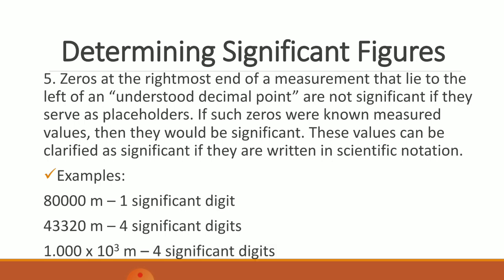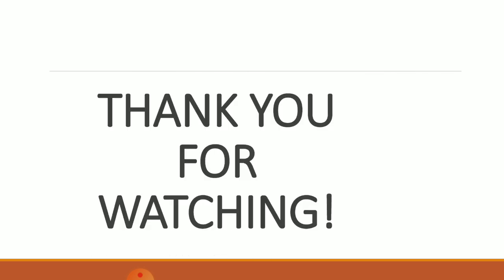And lastly, we have 1.000 times 10 raised to 3 meters has 4 significant digits. So we have 1, 0, 0, and 0 as significant digits because these values can be clarified as significant if they are written in scientific notation. So that is about scientific notation.